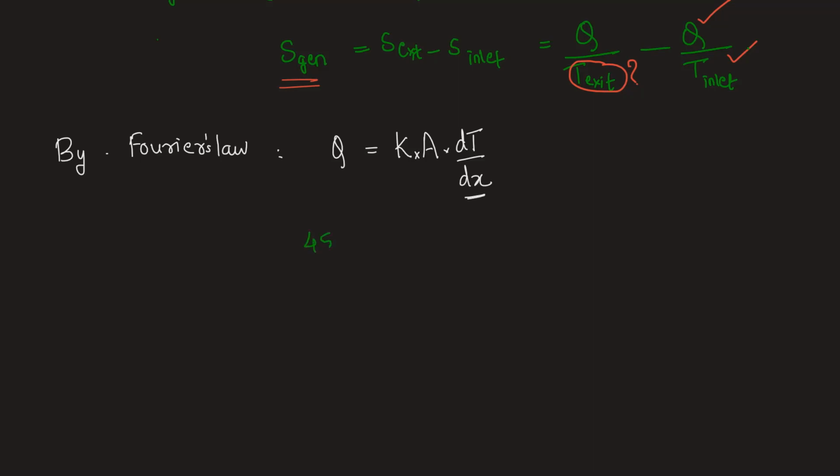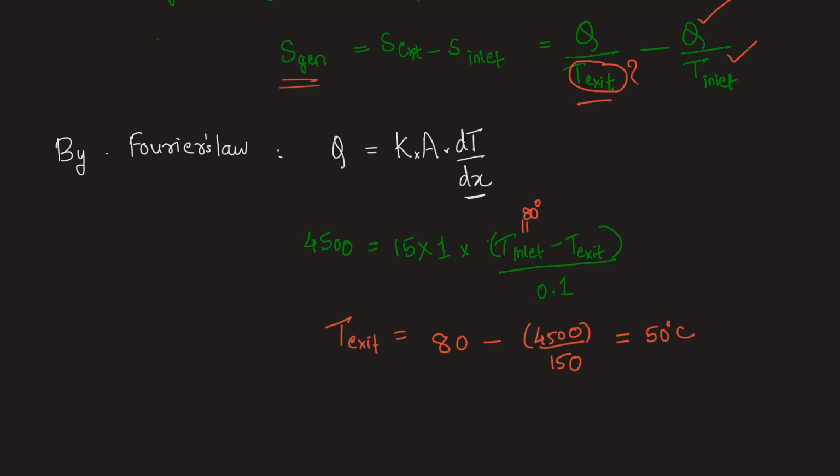Substitute Q here. So we have 4500 is equal to value of K, which is given, 15, into area, we can take unit value, so A we take as 1 meter square, into dT, which can be written as the difference between temperatures at inlet and exit, so T inlet minus T exit, and dx is already given to us, which is 0.1 meter. Substituting the value of T inlet as 80 degrees Celsius, we will have T exit equal to 80 minus 4500 upon 15 by 0.1, which we can write as 150. So this gives us the temperature at exit is 50 degrees Celsius.